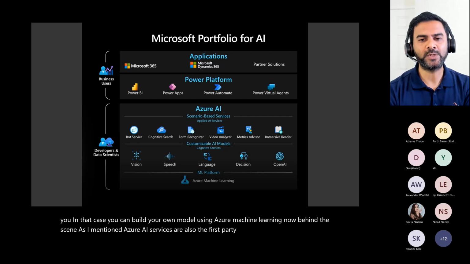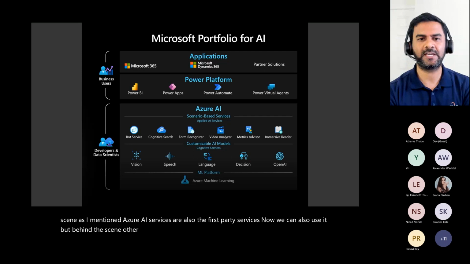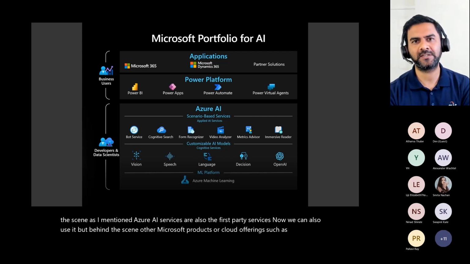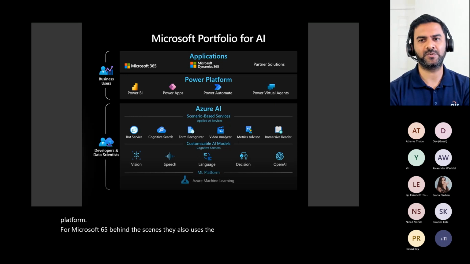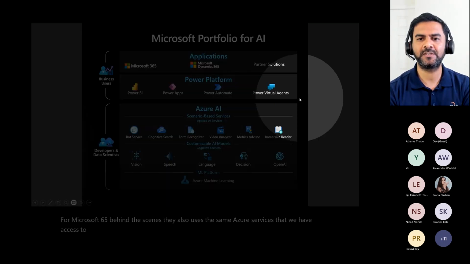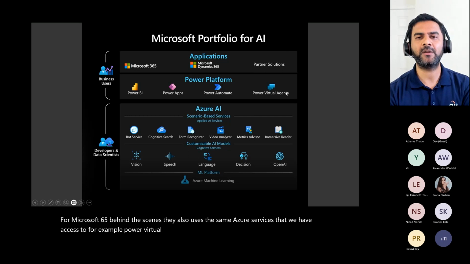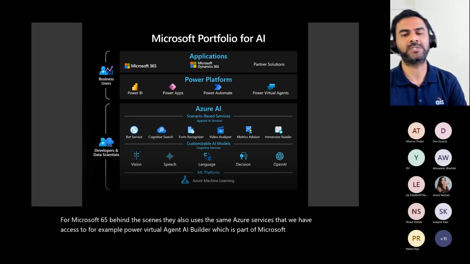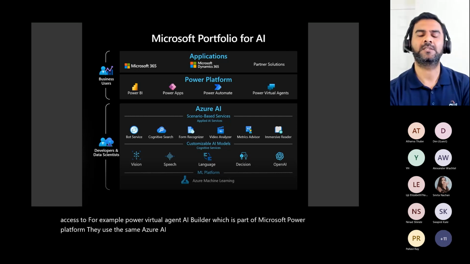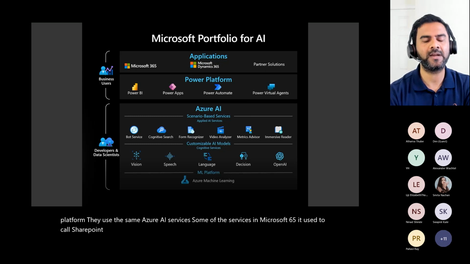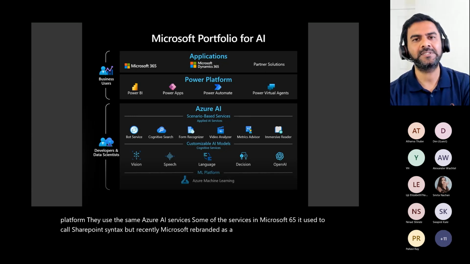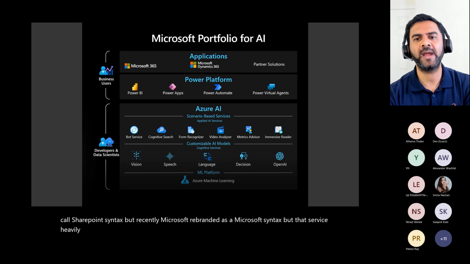Now, we can also use it, but behind the scene, other Microsoft products or cloud offerings such as Power Platform or Microsoft 365, they also use the same Azure services that we have access to. For example, Power Virtual Agent and AI Builder, which are part of Microsoft Power Platform. They use the same Azure AI services, and some of the services in Microsoft 365. It used to be called SharePoint Syntex, but recently Microsoft rebranded it as Microsoft Syntex. But that service heavily uses cognitive services behind the scene.